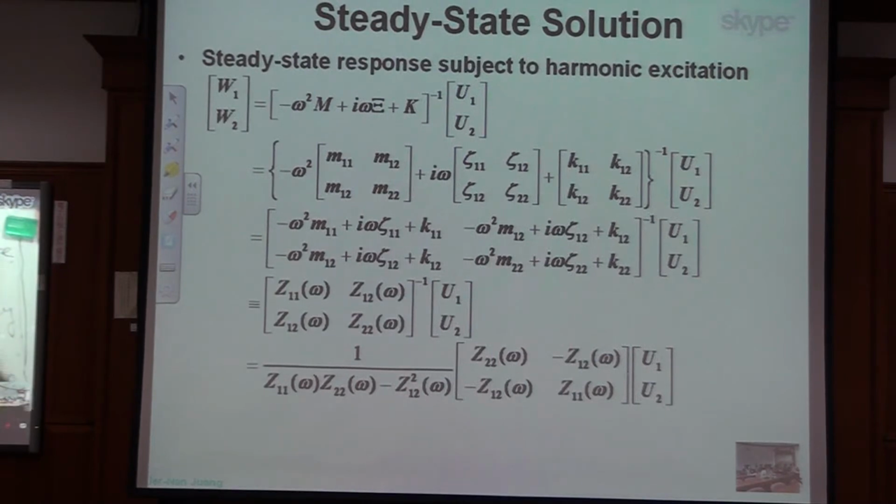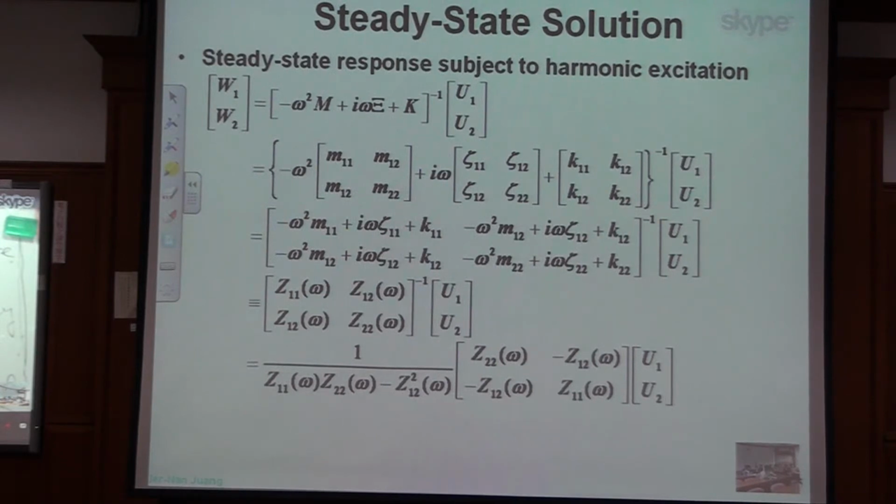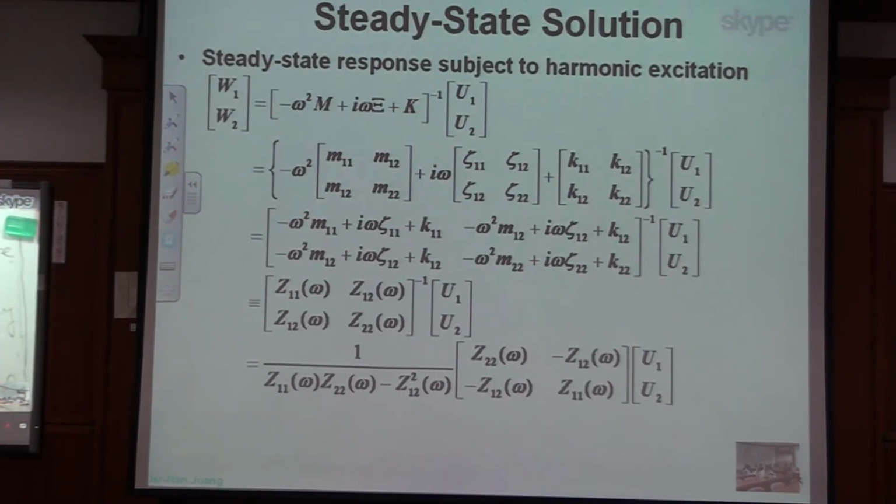So a matrix inverse for 2 by 2 is easy. Just take the determinant of this matrix, that's Z11 Z22 minus Z12 squared. And then the first element becomes Z22, the last element becomes Z11, and then this location becomes minus Z12 and minus Z12. That's all. It's easy for the 2 by 2. For 3 by 3, it's not that easy anymore, so I cannot show you for 3 by 3.